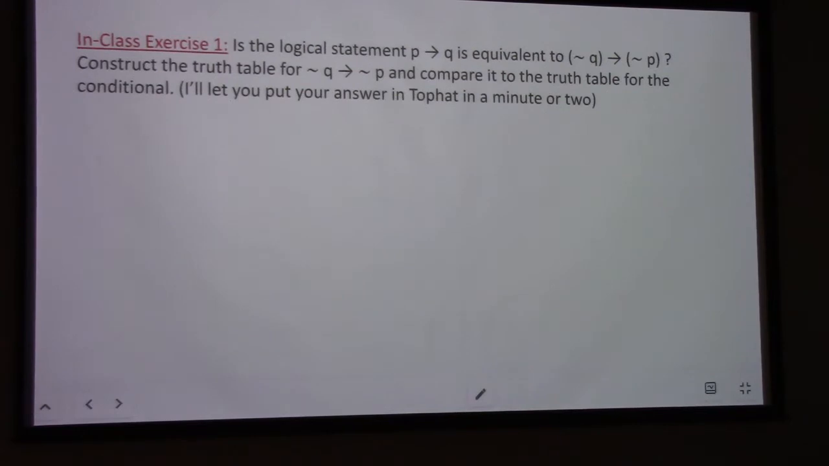All right, before I go to the next thing and activate the quiz, there's a Top Hat quiz here. Let me switch back over to the document camera here and try to write one out for you.